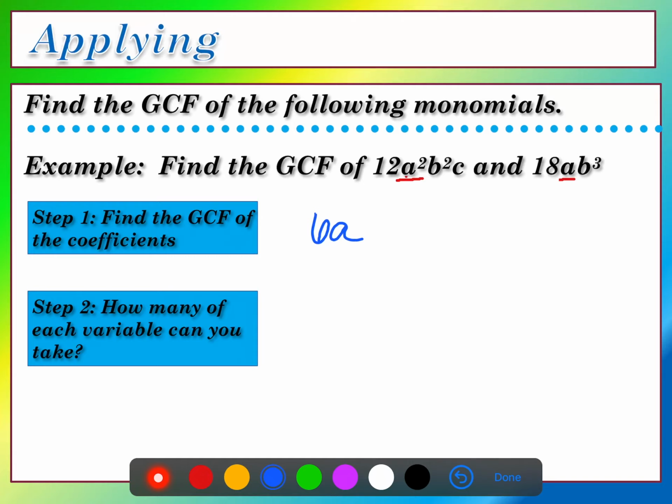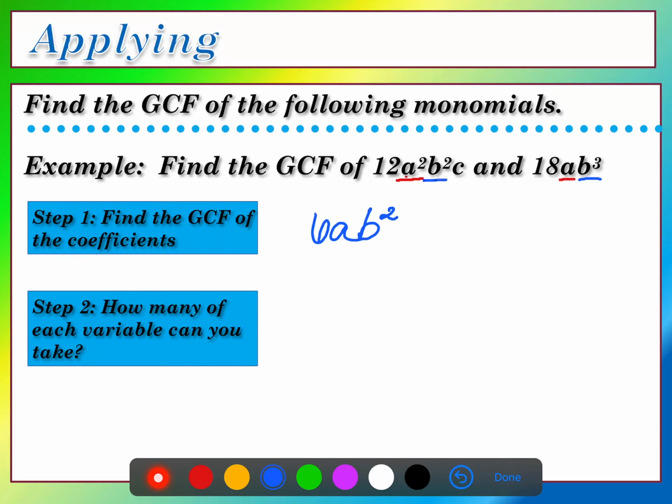So far, the only thing that they have in common is a factor of 6 and 1a, or a to the first. How many b's could you take? You could only take b squared, okay? Even though this has 3 to give, my first monomial only has 2. So we have to go with the smallest number present.